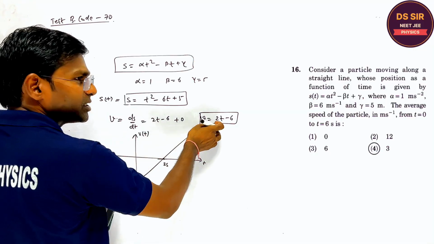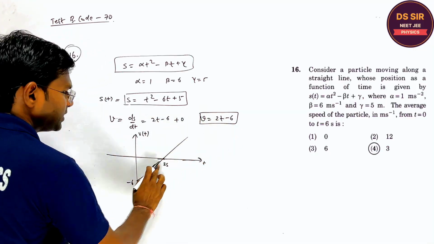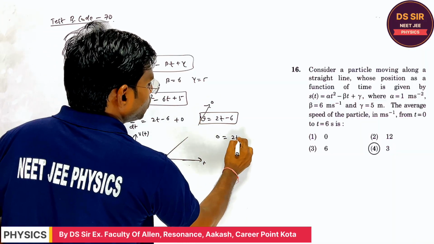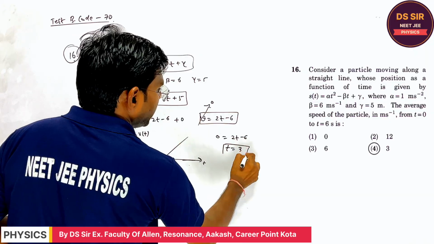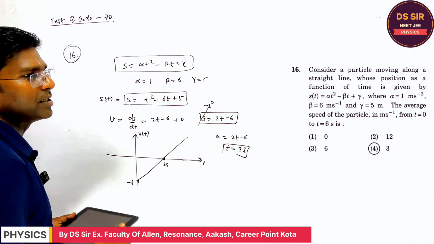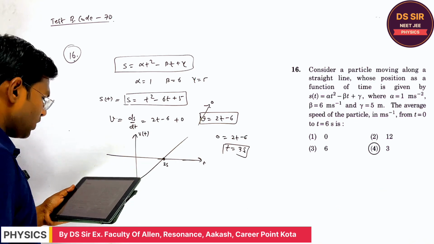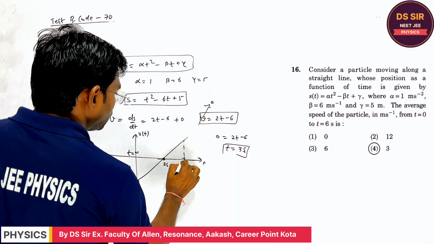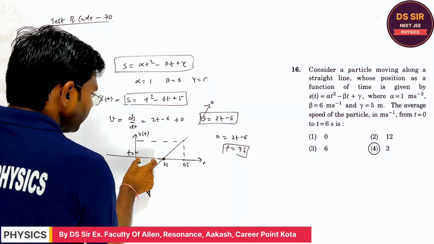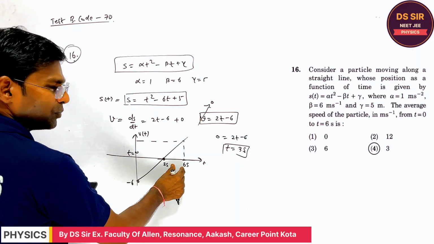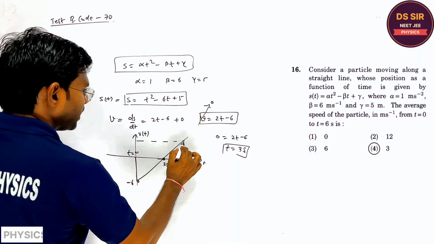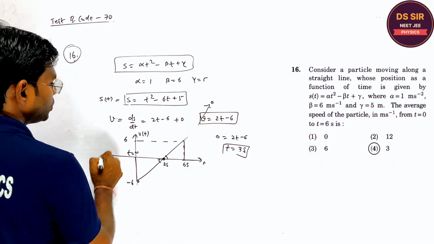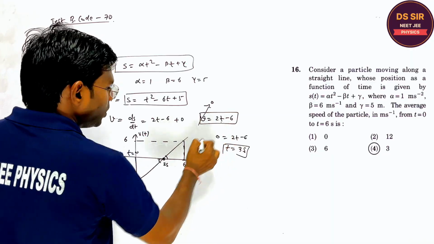If you draw the graph, this is a straight line and the intercept is minus 6. At t equal to 3 seconds, if you put v equal to 0, 2t minus 6, t is equal to 3 seconds. At 3 seconds, the velocity is 0 and then it will increase. So what they are asking is the average velocity or average speed of the particle from t equal to 0 to 6 seconds. Is it clear or not? If this is the 3 second, this is also the 3 second, right? So if this is the 6, therefore this also will be the 6, because these are similar triangles. So this is 6 meter per second. You can put t equal to 6 over here.